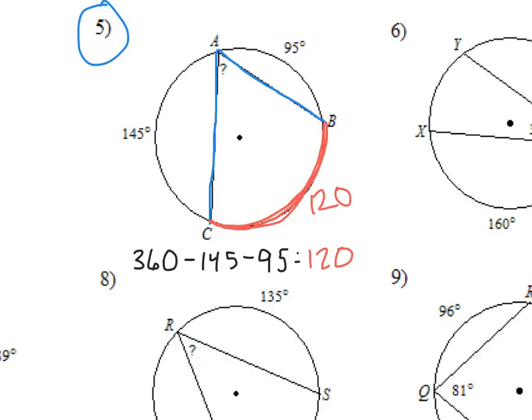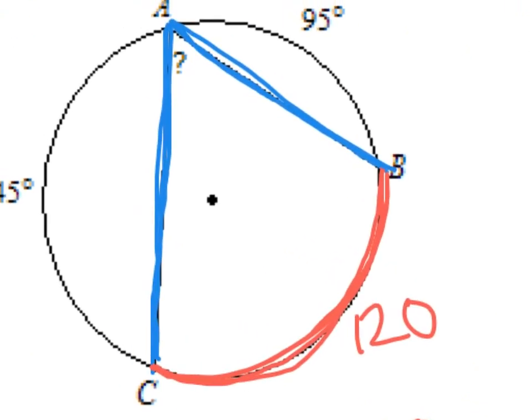And our inscribed angle, this blue angle, is going to be half of what that arc measure is. So 120 divided by 2 is 60 degrees.